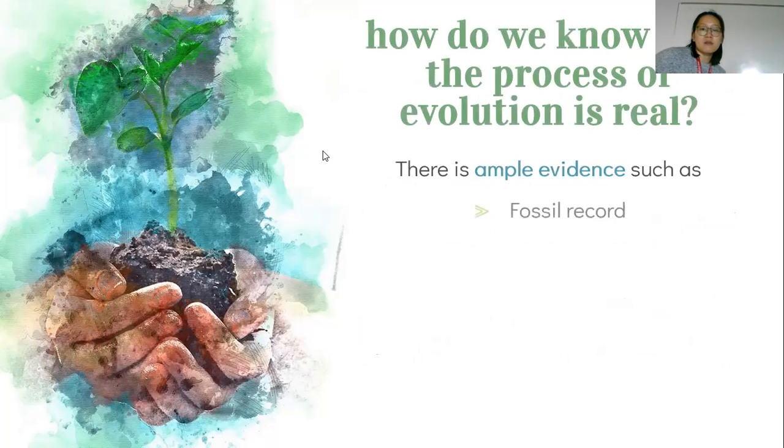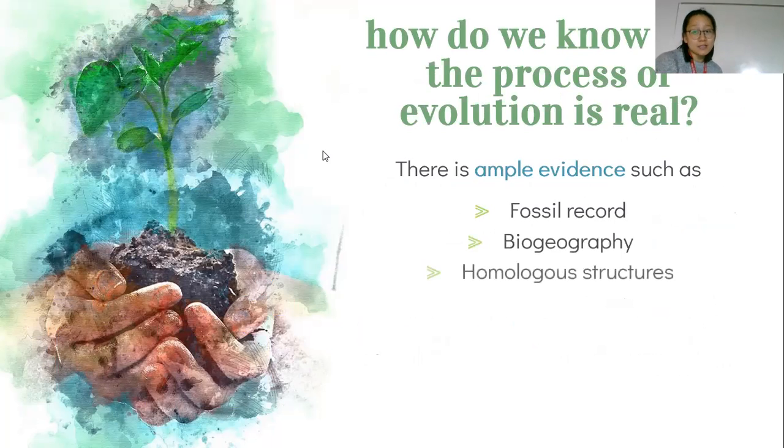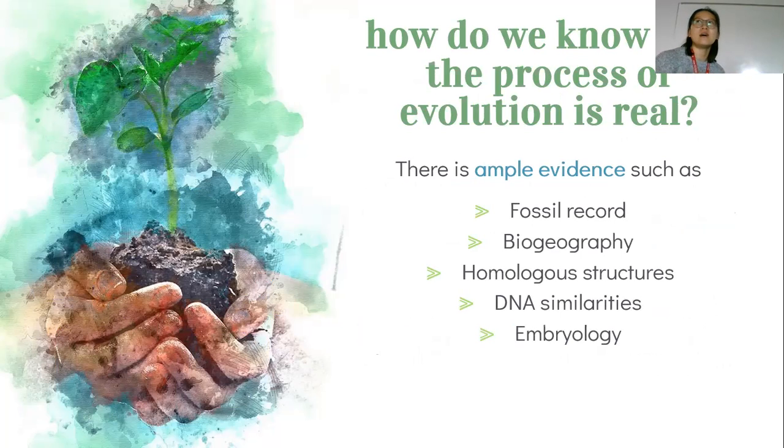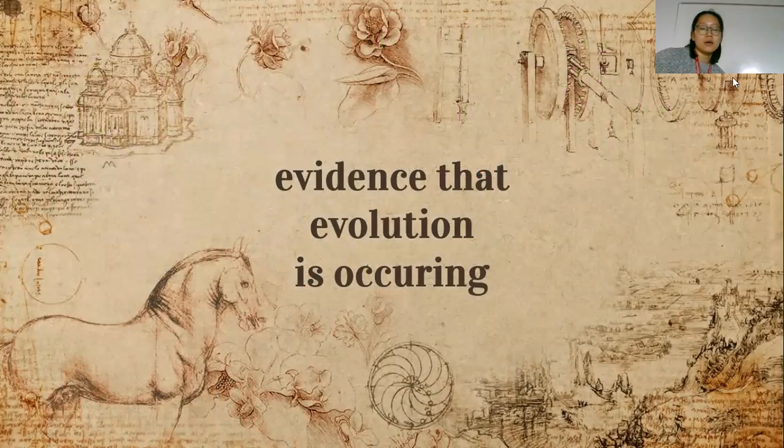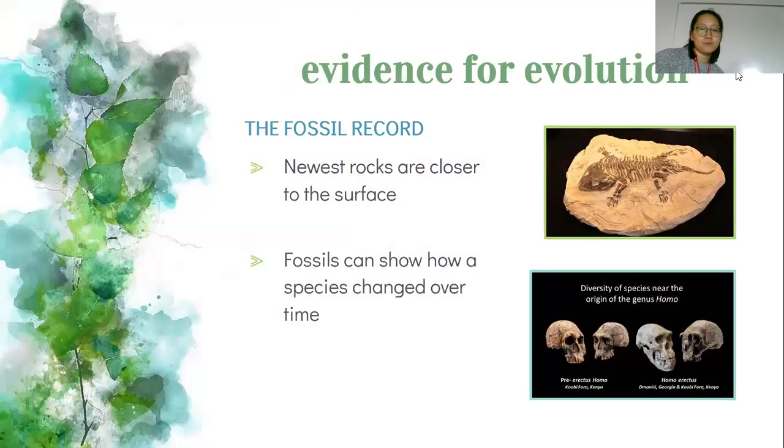So how do we know that the process of evolution is real? Well, there's a lot of evidence that we have found in the history of the Earth, literally through digging through layers of the stone and the soil. And we have the fossil record, we have biogeography, we have homologous structures, we have DNA similarities, and we have embryology all as evidence. So let's go through the evidences that evolution is occurring.